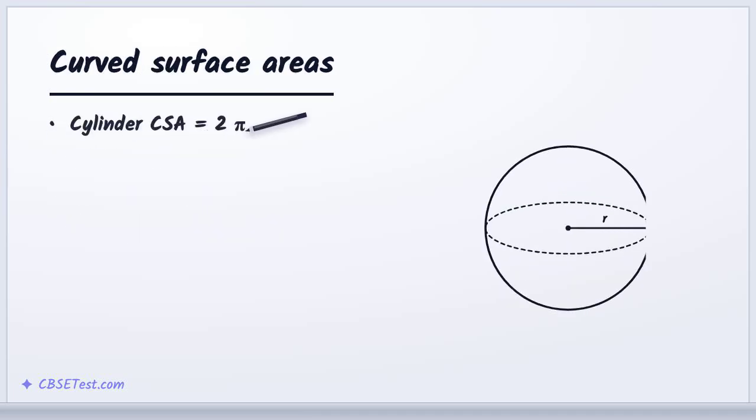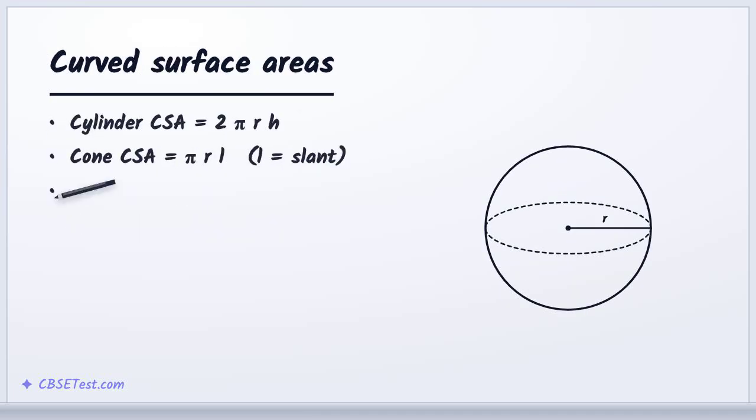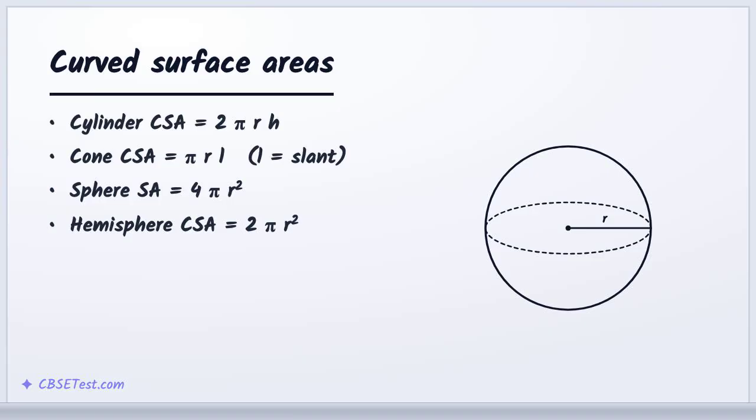And the curved surface areas. A cylinder is 2 pi r h, a cone is pi r l, where l is the slant height, a sphere is 4 pi r squared, and a hemisphere is 2 pi r squared.